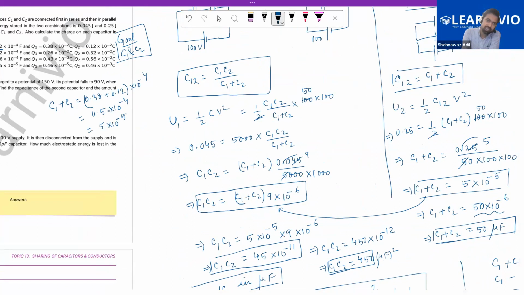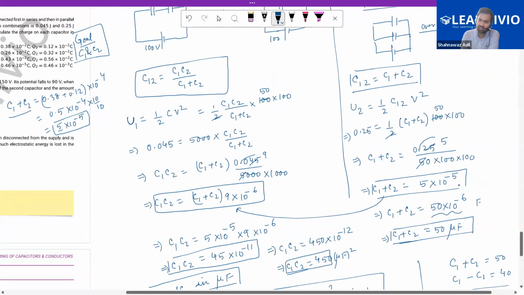So we can write it as 5 into 10 to the power minus 5, if we multiply by 10 and divide by 10. So 10 into 0.5, that is 5, and 10 to the power minus 1, that is minus 5. So this C1 plus C2 is matching. This is correct.